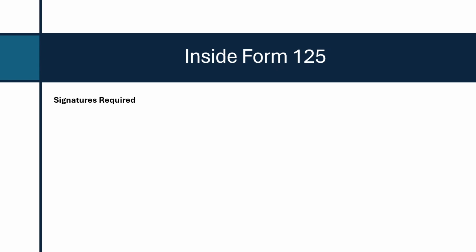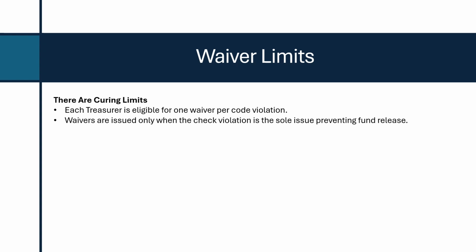Here are the signatures that are required. Treasurer and chair before submission to the OANC. Here's a tip. Ensure all attachments are complete before signing. Let's talk about waiver limits. There are curing limits you should be aware of. Each treasurer is eligible for 1 waiver per code violation. Waivers are issued only when the check violation is the sole issue preventing fund release.